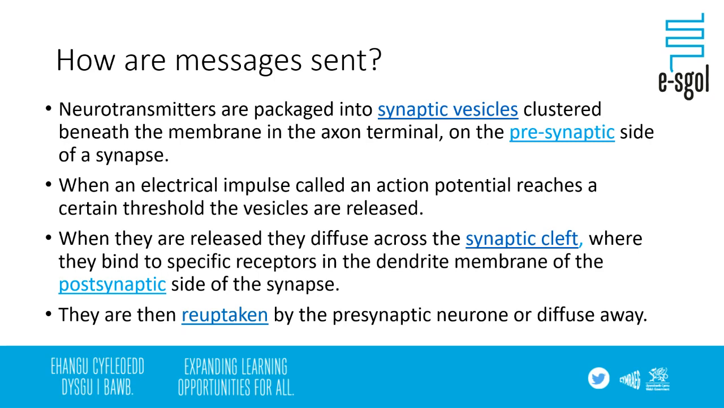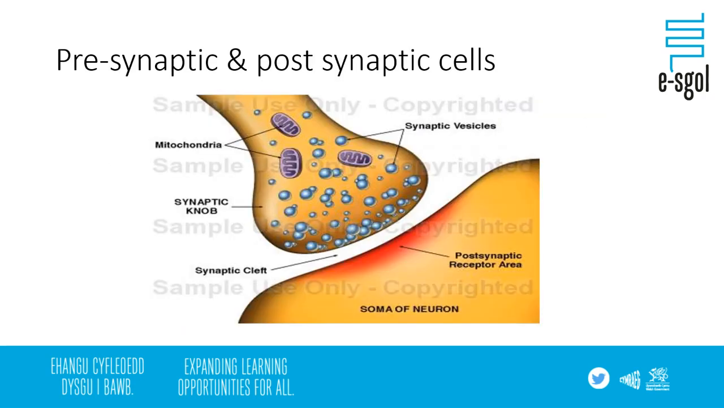They diffuse across the gap and then they attach themselves, they bind to the receptor sites on the postsynaptic neuron. They are then taken back up by the presynaptic neuron or diffuse away. And I've got a photo here of that happening.